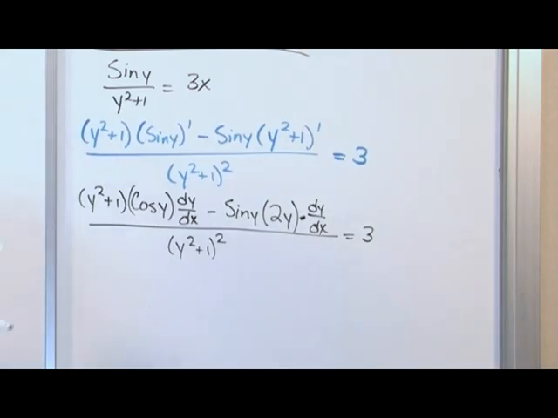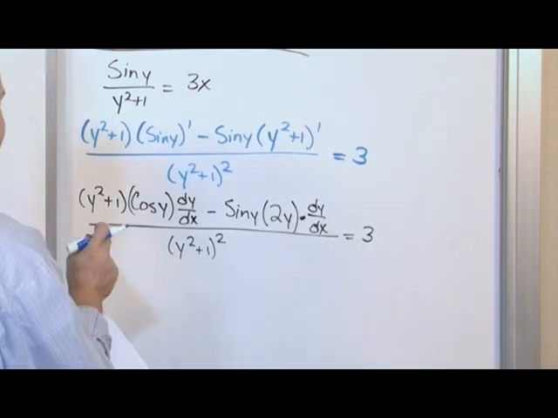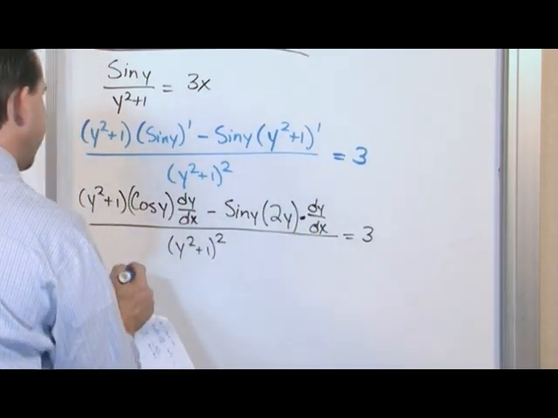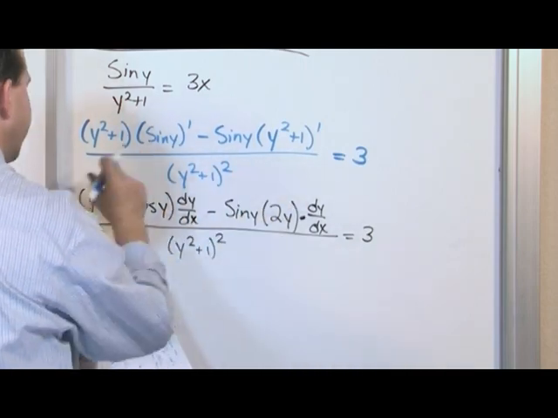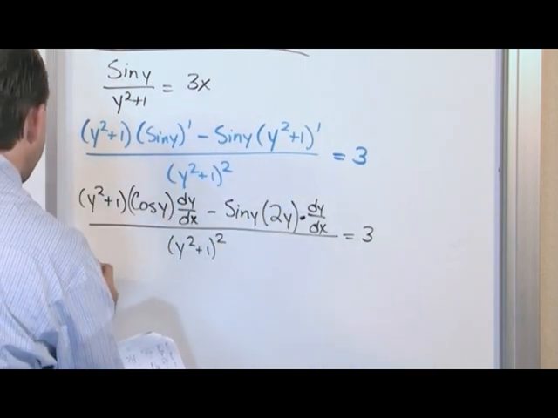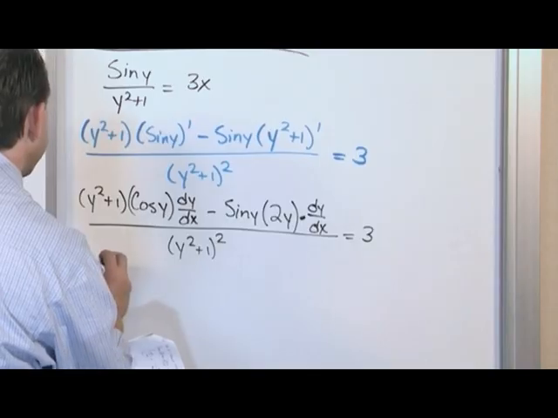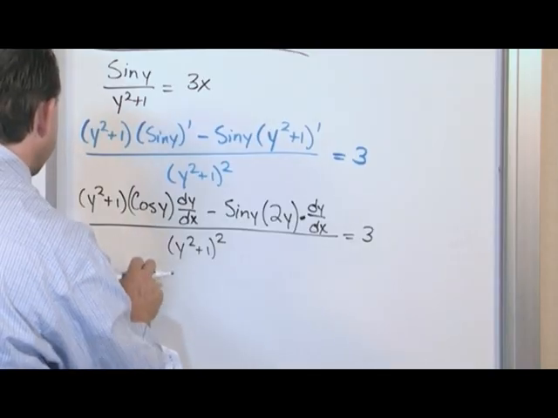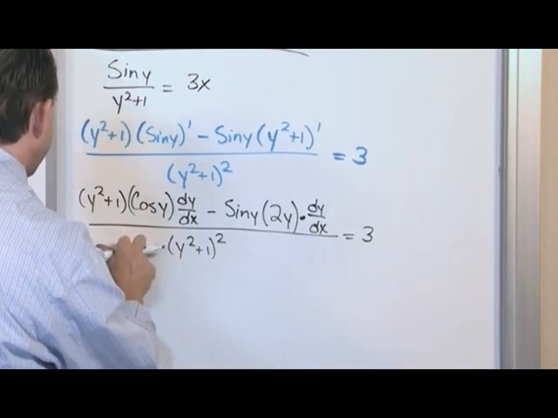Okay, now let's clean this up a little bit. So what I want to do is pull this dy/dx out. Let's factor it out, so to speak. So what we'll have is dy/dx on the outside of this whole thing. Let's write it like this. Let's keep the fraction intact.